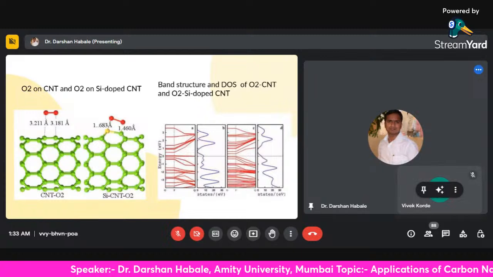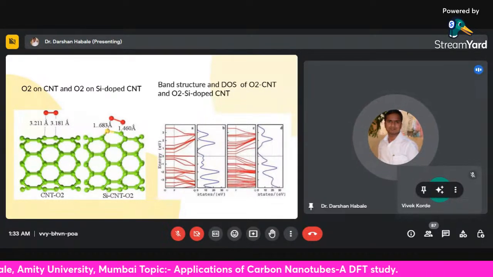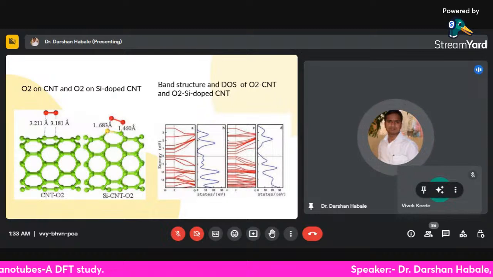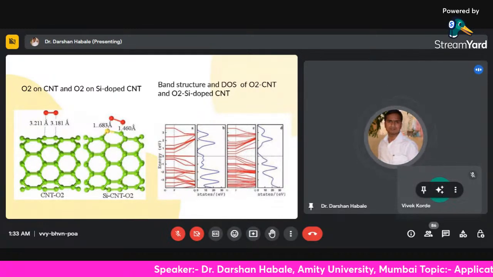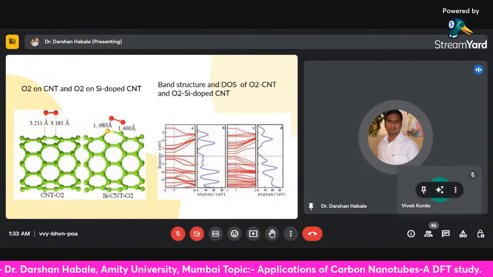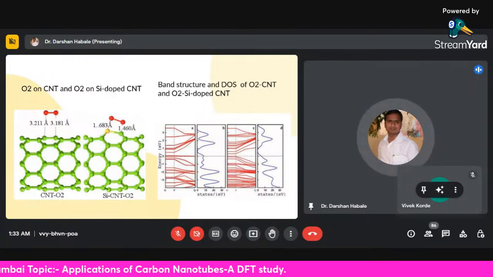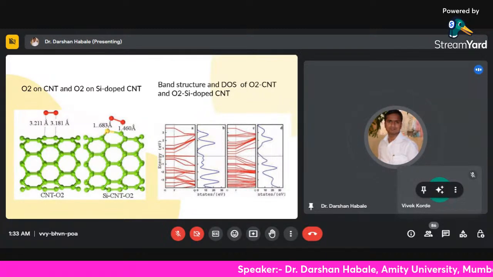Okay, this is the comparison between pure CNT and Si-doped CNT. This red color is the O2 molecule. We tried to adsorb the O2 molecule on pure CNT, but that was not feasible. It doesn't adsorb. The adsorption value is very small. After modification by the silicon, the oxygen molecule gets adsorbed on this atom, with feasible bond lengths of 1.68 and 1.4.